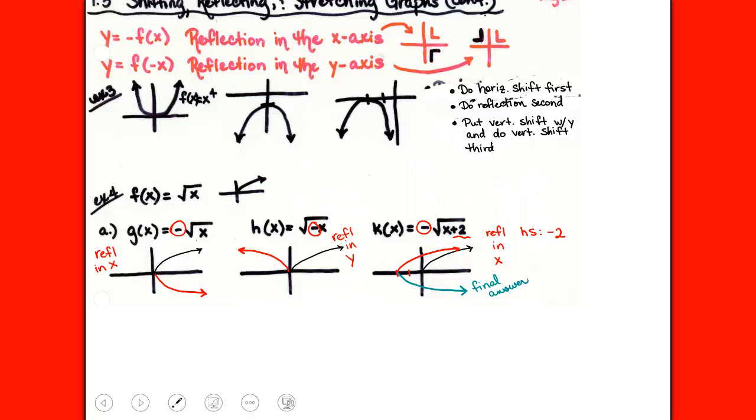Now, you can draw a separate graph for each one of those, or you can draw each of the steps on the same graph, and then just in some way show me which one is your final answer so I know which one you want me to look at when I'm grading it.